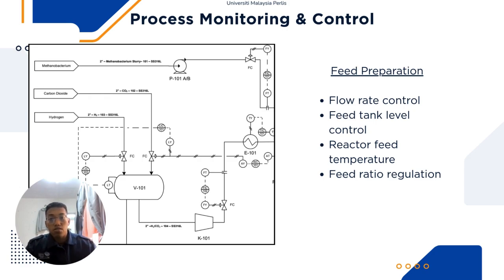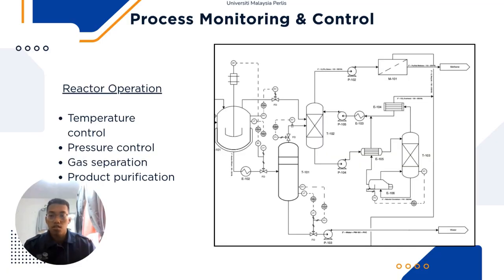Methylbacterium slurry is pumped into the reactor using a pump, and the hydrogen and the carbon dioxide are separately flowed into the feed tank V101. Now, these gases will have their composition controlled before entering the reactor. Then, the mixed gases will be compressed to increase the pressure and pass through the heat exchanger E101 to heat the gases to maintain the suitable pressure and temperature for the Methylbacterium culture to live.